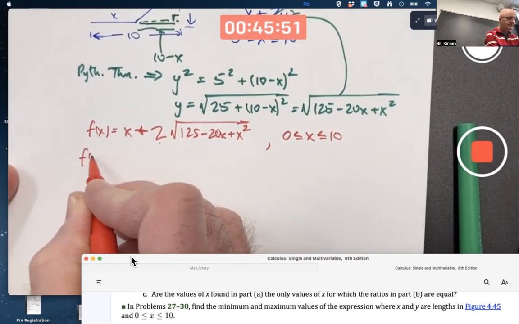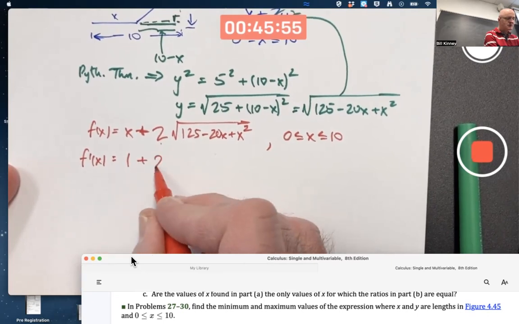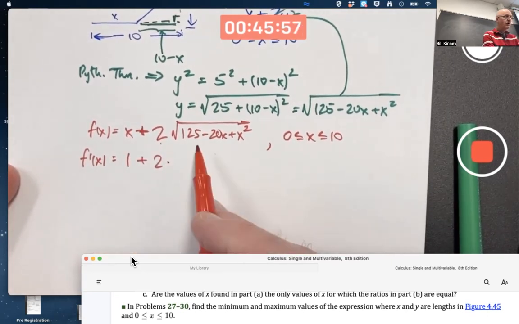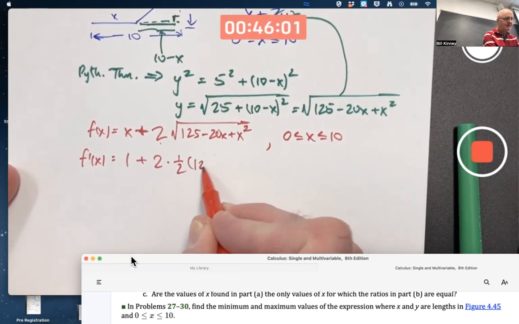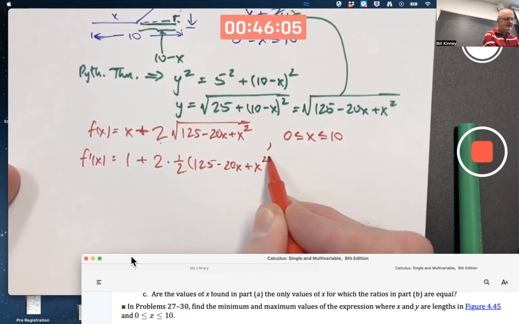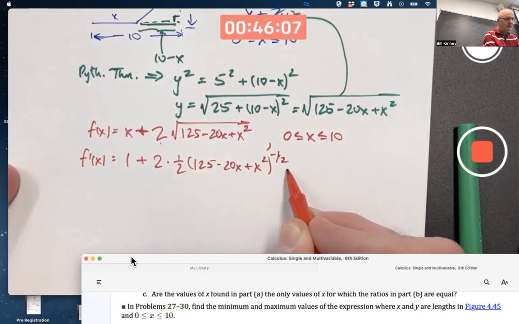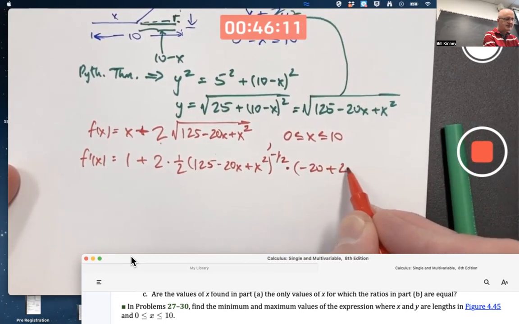The derivative will be 1 plus 2 times the square root, which is the same as a 1/2 power. Bring down that 1/2. 1/2 minus 1 is negative 1/2. Don't forget the chain rule, multiply times the derivative of the inside, which is this.